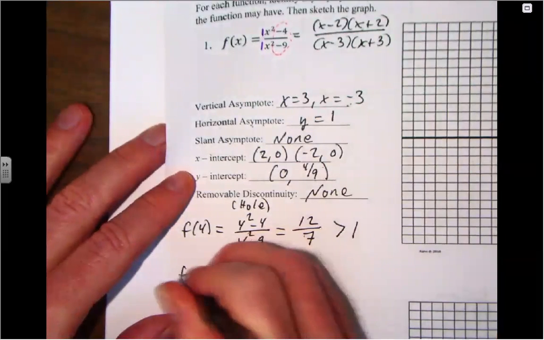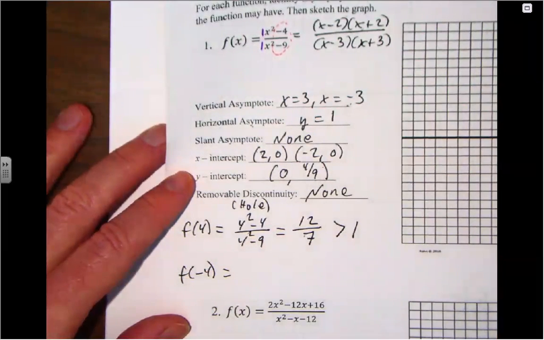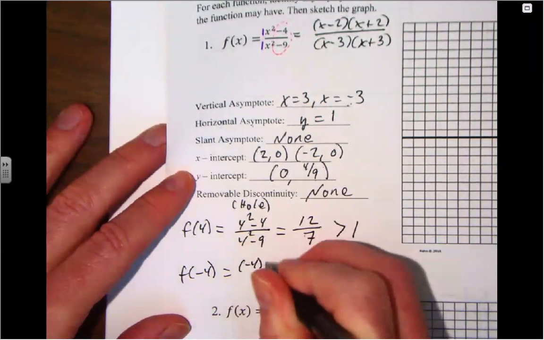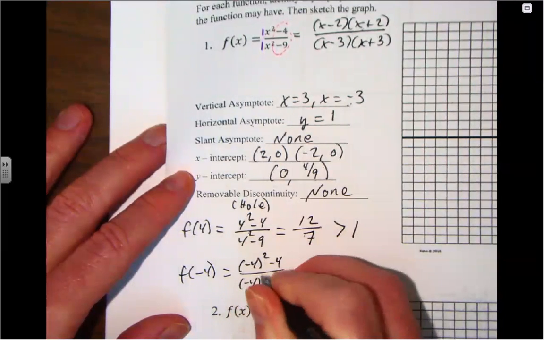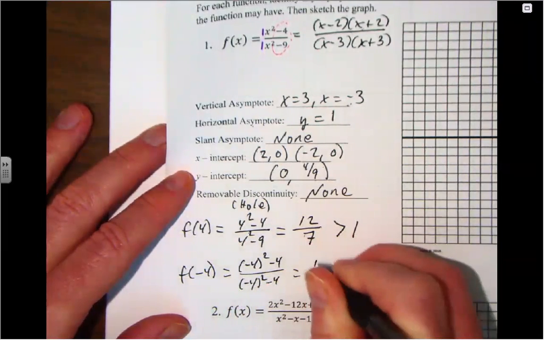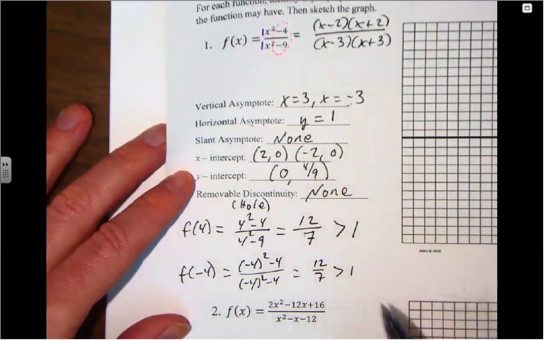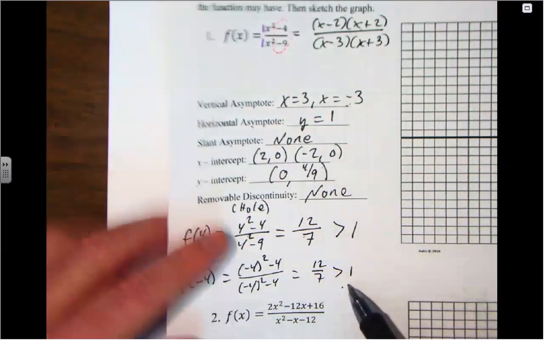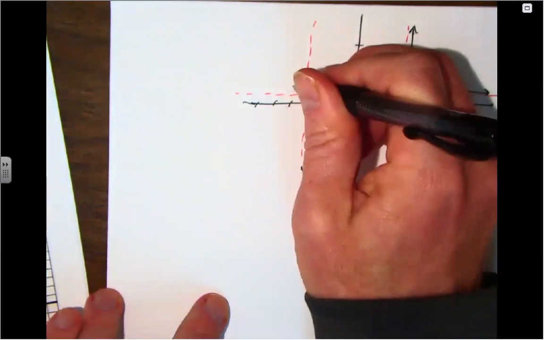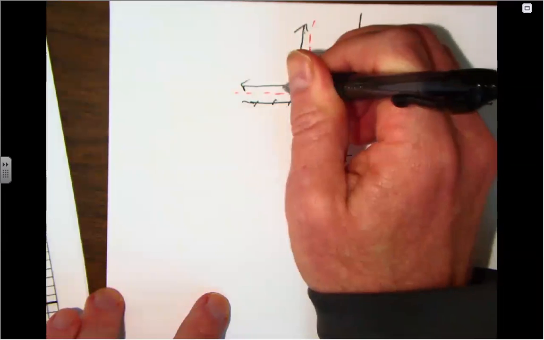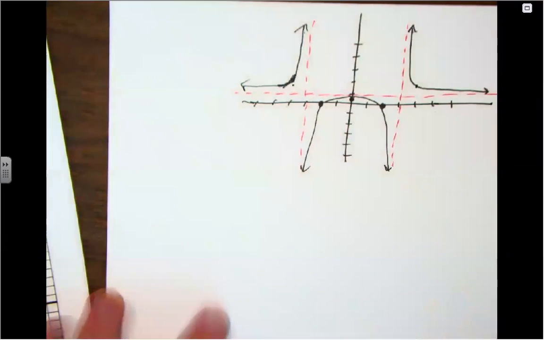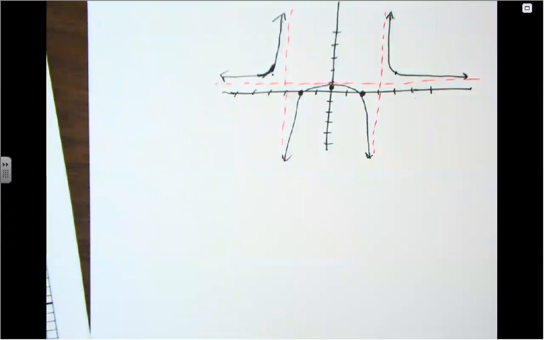And I can do the same kind of trick on the other side. So I can plug in, heck, why not plug in -4? And notice you actually get the same number in this case. That won't always happen, but in this case it does. That's also going to be greater than 1. So again, at -4, I know it's up here somewhere. So the other piece is going to be like this. That's probably a little bit too pointy. Probably needs to be a little more curvy, but that's okay. And I am totally good with that.